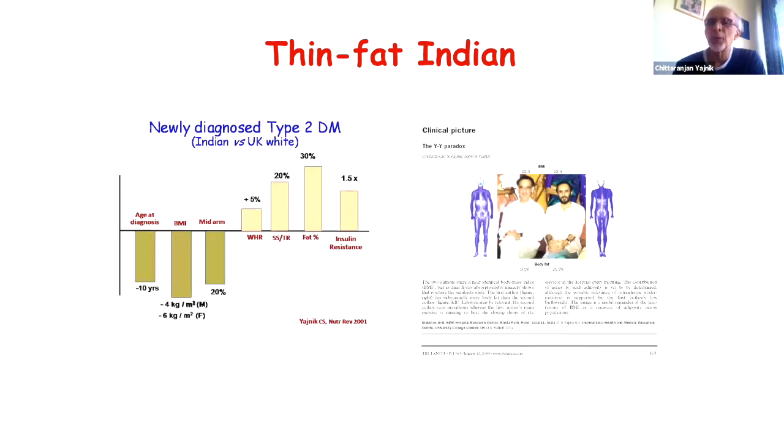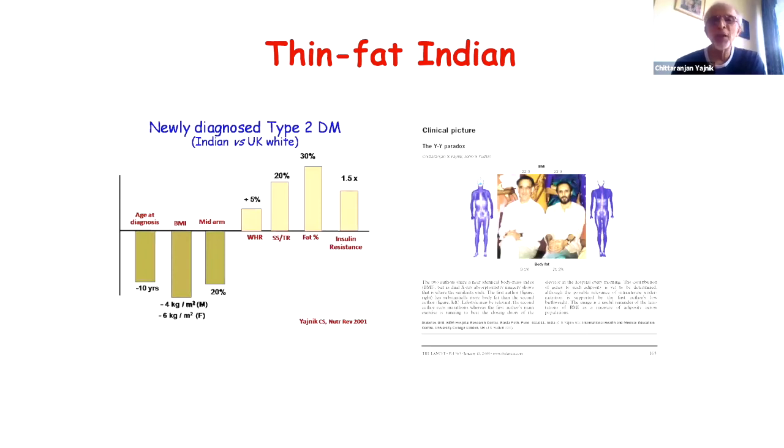That machine gives you body fat percent. John Yudkin's body fat percent was 9%. And my body fat percent in 1999 was 21%. So for the same BMI, an Englishman had a body fat percent of 10%, and I had a body fat percent of 21%, more than twice as much.